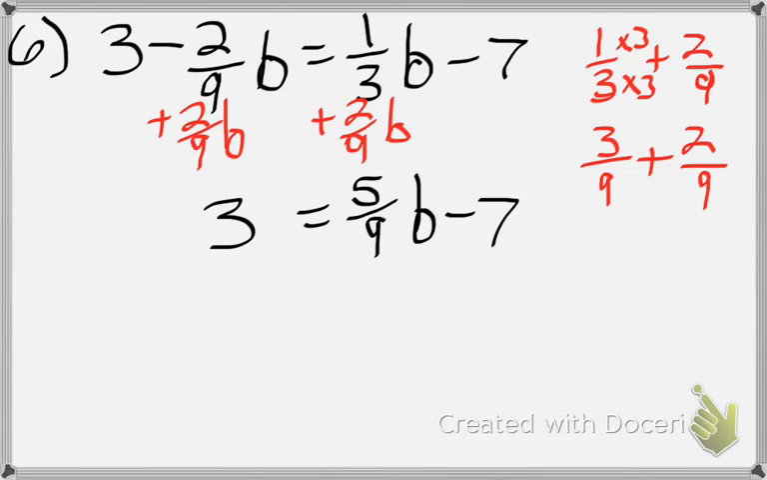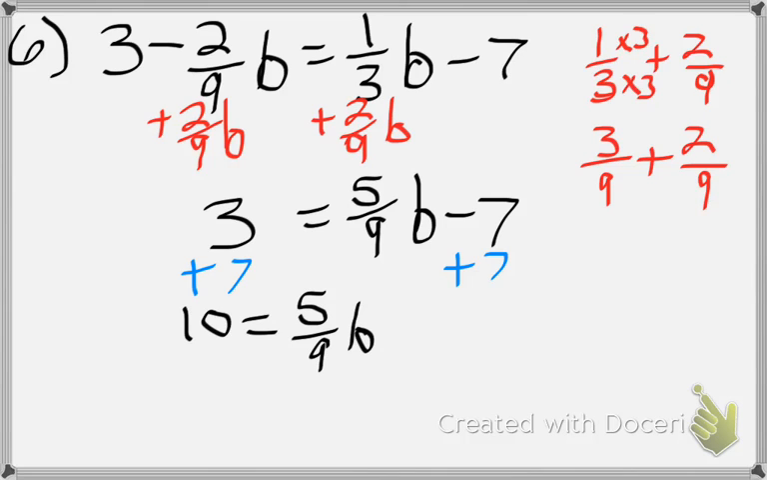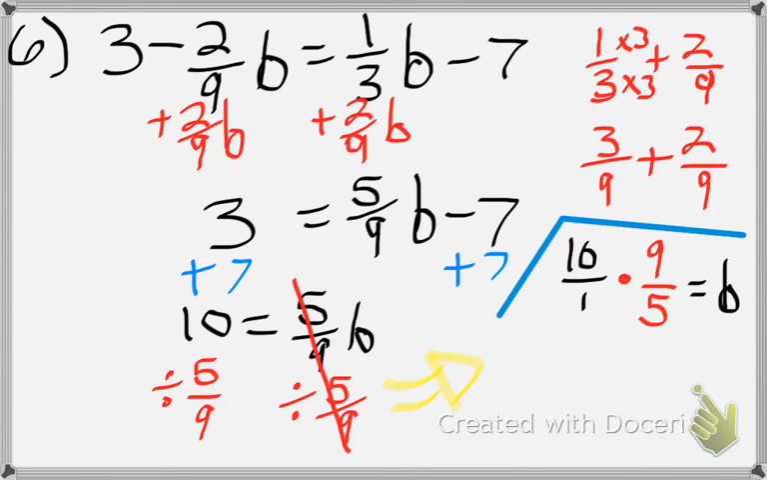You now have a two-step equation, so get it done. Get rid of minus 7 first, plus 7. We got 10 on the left side. On the right side, we have 5 over 9 times b. Now it's a rational coefficient question. Do the same thing we just did to finish. It's up to you whether you use the shortcut.